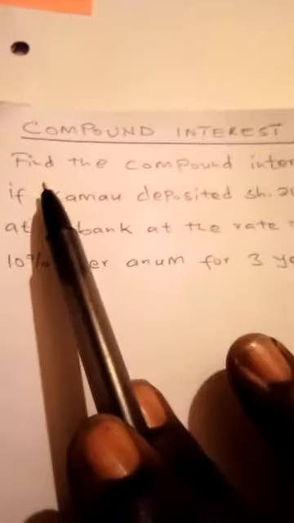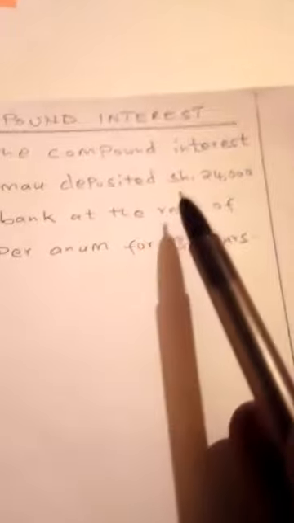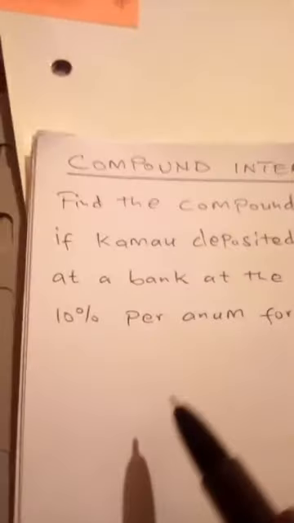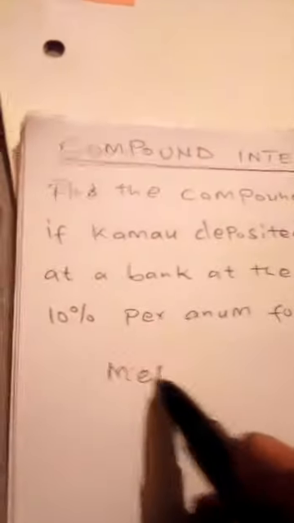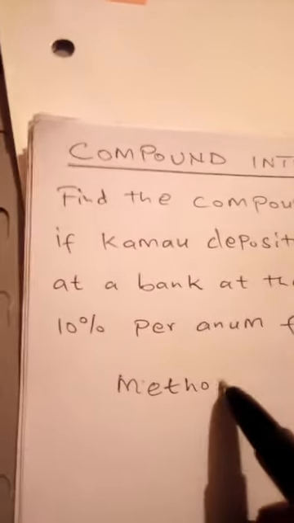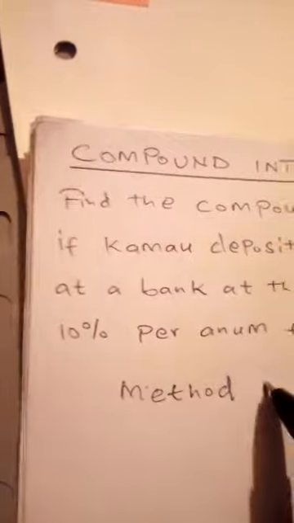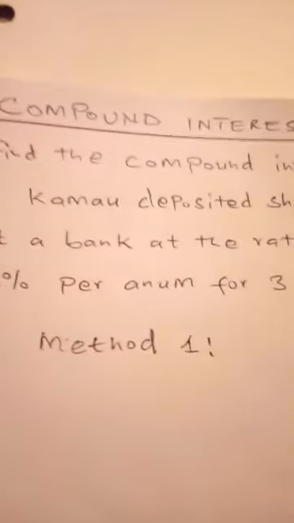The question is, find the compound interest if Kamau deposited 24,000 shillings at a bank at the rate of 10% per annum for 3 years. So we are going to start with the first method. Let's call it method 1.